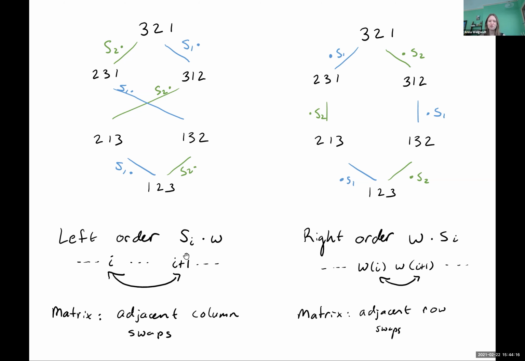So some handy things: the left order in one-line notation exchanges the value i with the value i plus 1. It swaps where they appear in the string. The right order exchanges adjacent positions. If you like thinking in permutation matrices, the left order is column swaps, which might be opposite from what you would hope, but that's right. And the right order is doing adjacent row swaps.